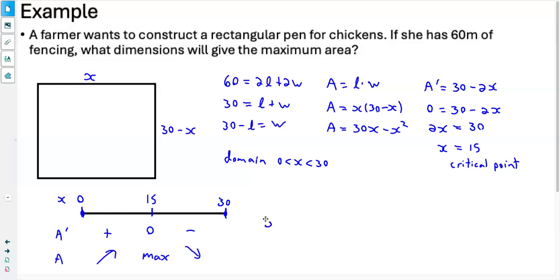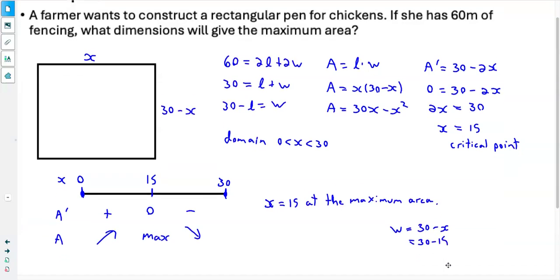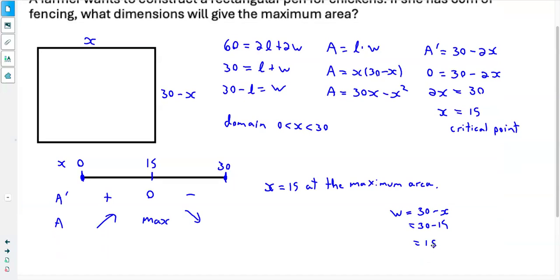So we can say x is equal to 15 at the maximum area. But we want both dimensions. We want both our length and width. But we know our width is 30 minus x. So we know that that's 30 minus 15. So our width is 15. So our dimensions are 15 meters by 15 meters.